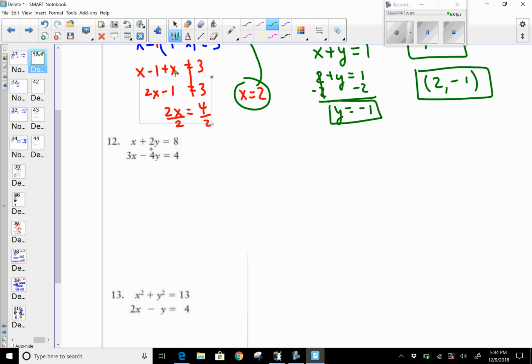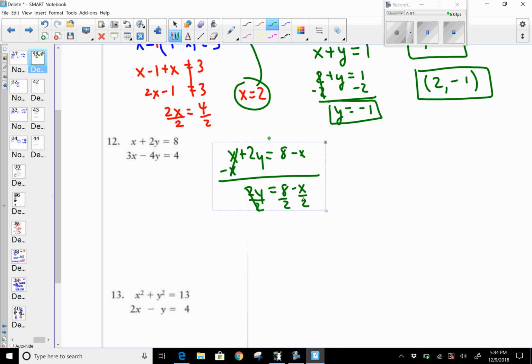I'm going to substitute. So I am going to go ahead and rewrite this right here. I have x plus 2y is equal to 8. I'm going to go ahead and subtract x from both sides, minus x. So this cancels out, so I'm left with 2y is equal to 8 minus x. Divide both sides by 2, and I get y is equal to this thing right here. So 8 divided by 2 is 4 minus x over 2.